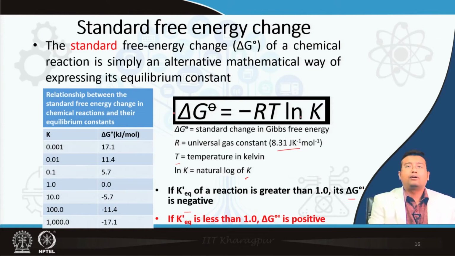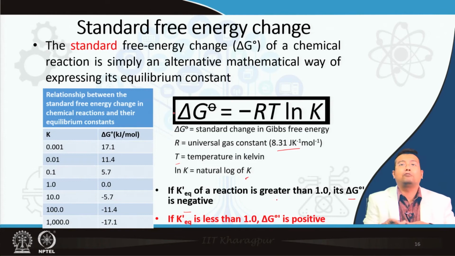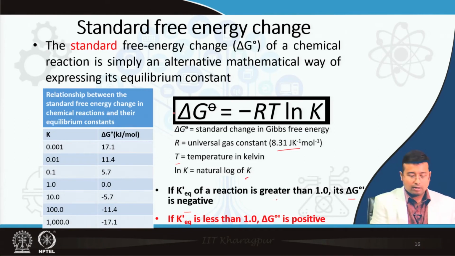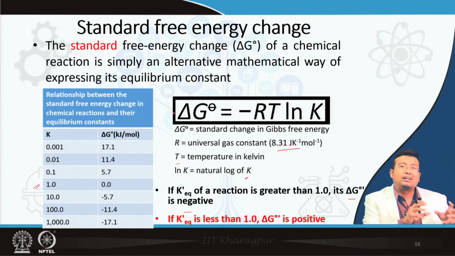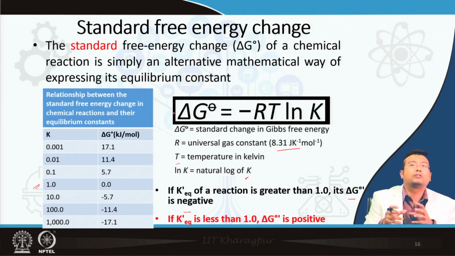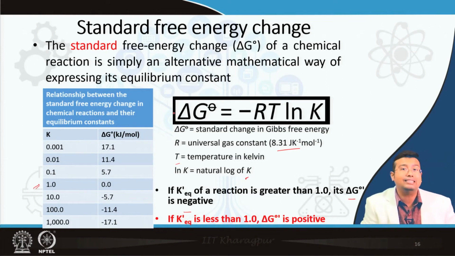Whenever we are considering the natural log of K, if the equilibrium constant is less than 1, the value of delta G will automatically become positive, because the log will be negative and the product of negatives will become positive. And what if the equilibrium constant is 1, meaning the concentration of the reactants and the concentration of the product are the same, meaning equilibrium has been reached?